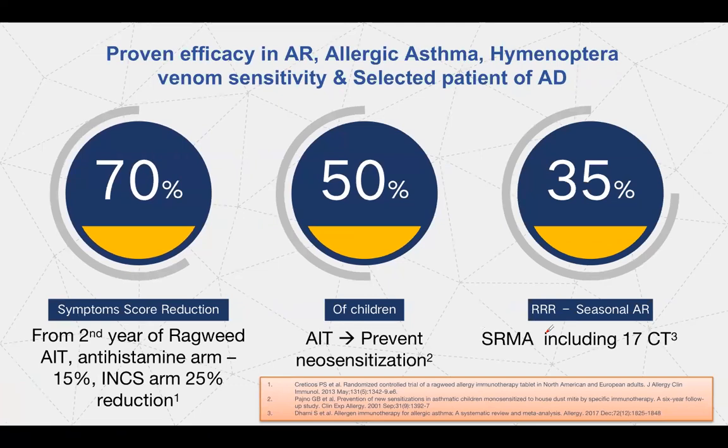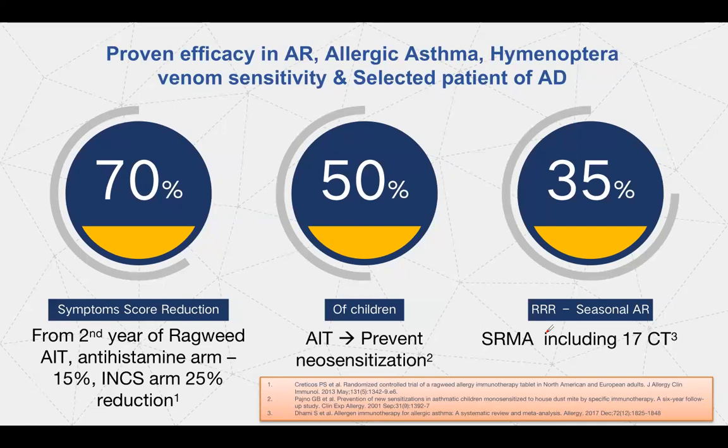Now we talk about the evidence. What are the different evidences we have? We already discussed that they are indicated in allergic rhinitis, asthma, allergic asthma, and venom hypersensitivity. A very important study, a very good RCT, was done by Kritikos et al. They showed a straightforward 70% RRR, relative risk reduction, in the allergen immunotherapy arm compared to the antihistamine arm and the INCS, intranasal corticosteroid arm, in patients with allergic rhinitis.